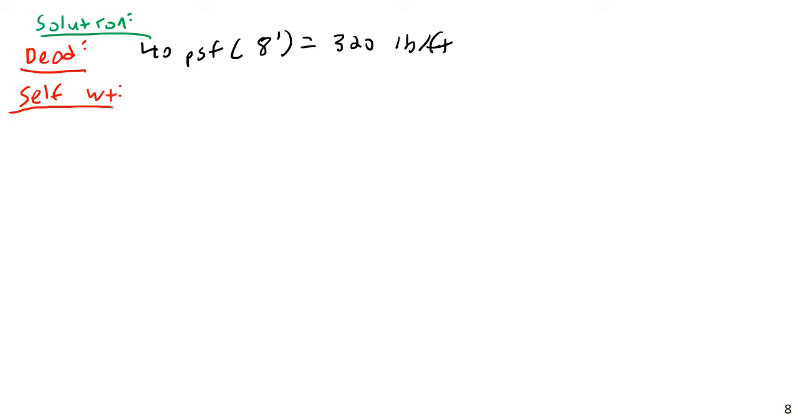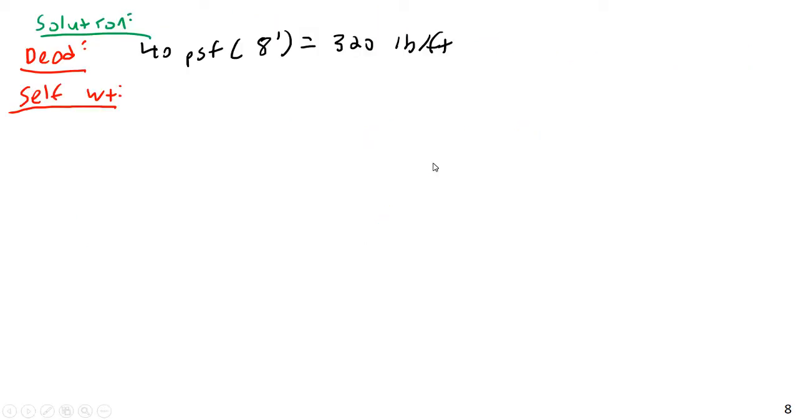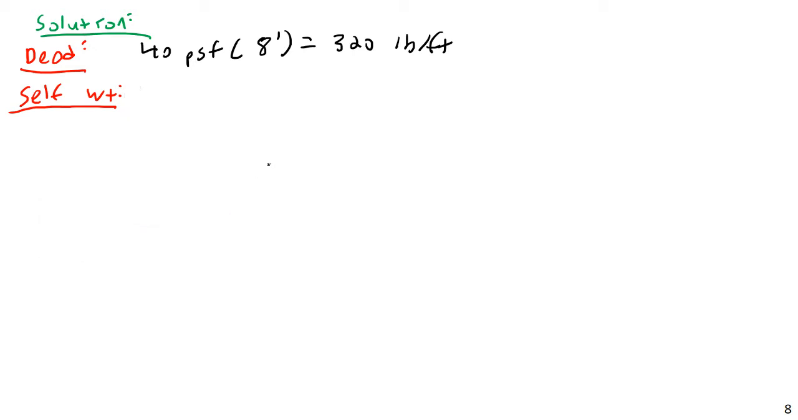Self-weight. So again, I know that the dimensions of this thing are 20 inches by 14 inches, and I also know the density of concrete for this problem, or I keep saying density, if I want to be more proper, I should say specific weight. I know the specific weight for concrete for this problem is going to be 125 pounds per cubic foot. So I'm going to say 125 pounds per cubic foot.